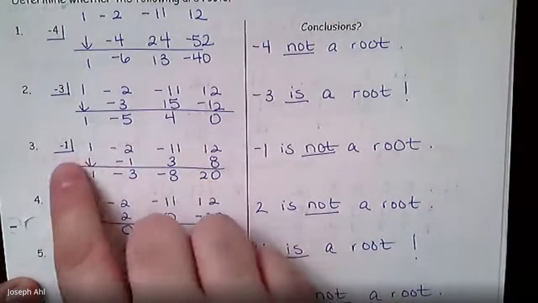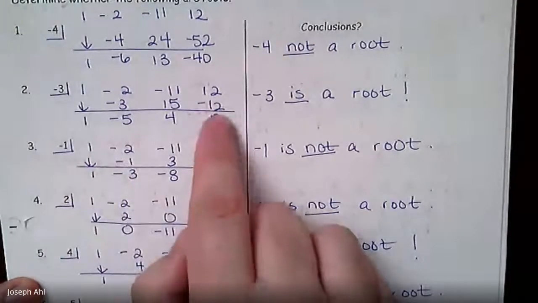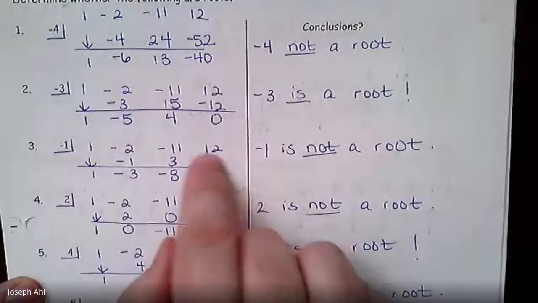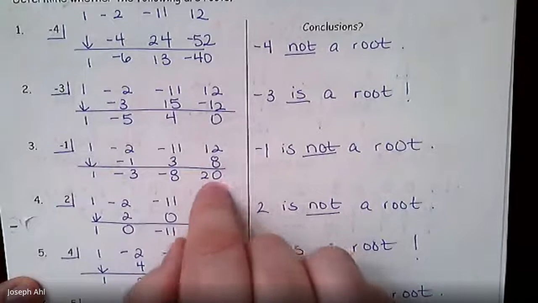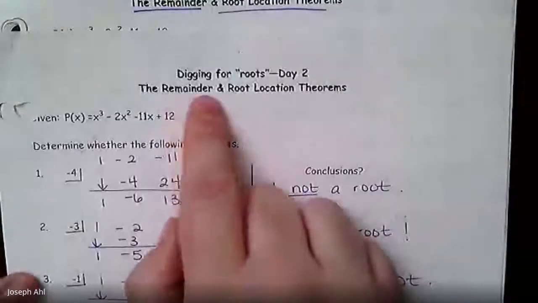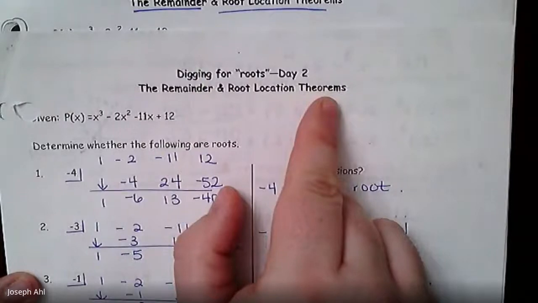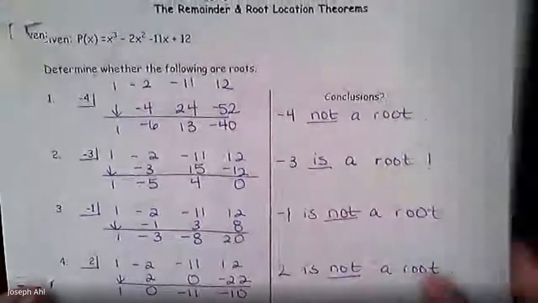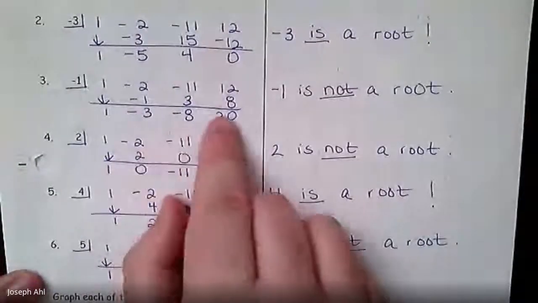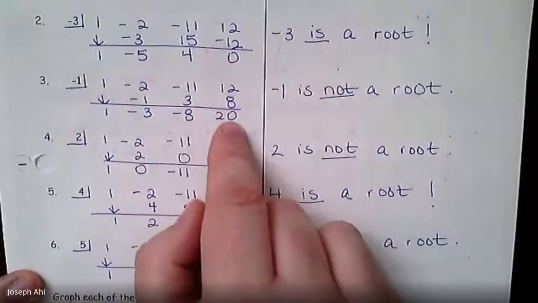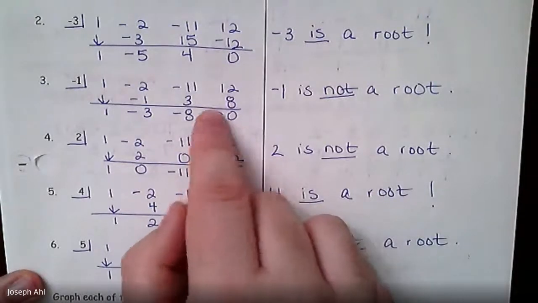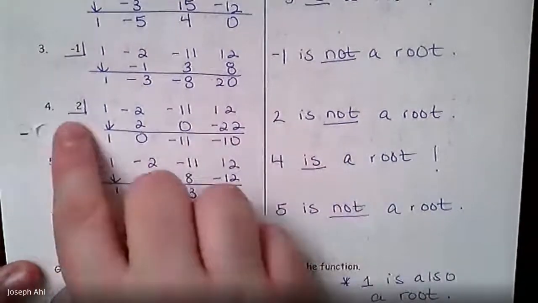So by the way, beyond determining yes or no for a root, the value of the remainder is going to be pretty important for us when we're talking about something called the remainder theorem and actually root location theorem as well. So make sure that you have the correct remainders, even if it's non-zero. Typically it wouldn't matter too much, but the value of the remainder is important.